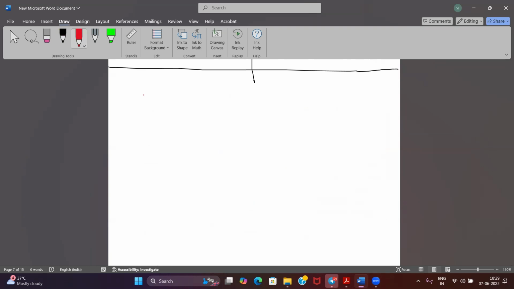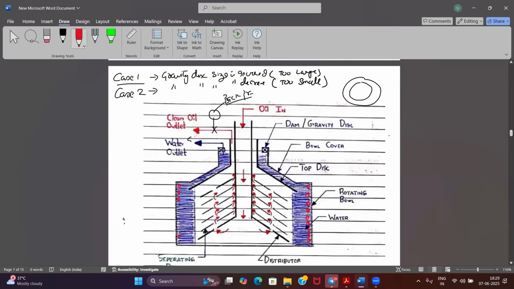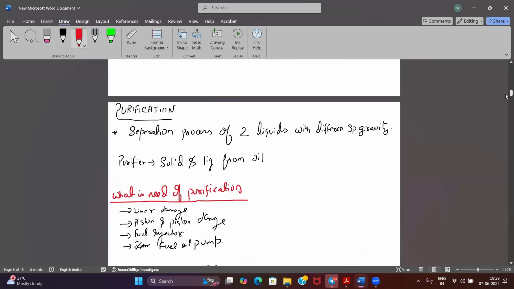Sir, is this back pressure valve in the same line as the outlet of the oil? Yes, the back pressure valve is on the outlet, on the discharge. You are adjusting these valves on board, right? On the outlet part, these valves are provided.